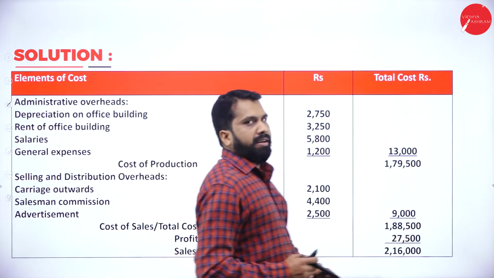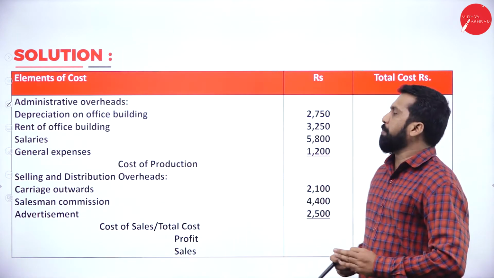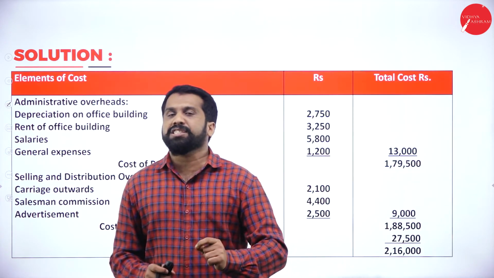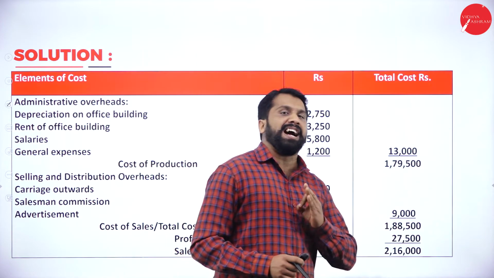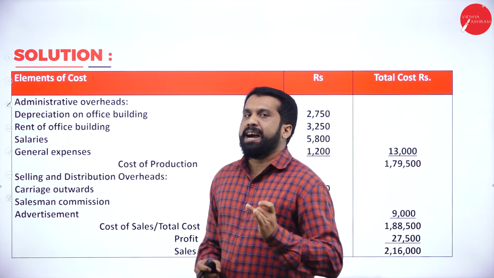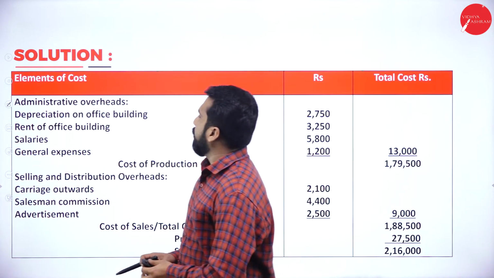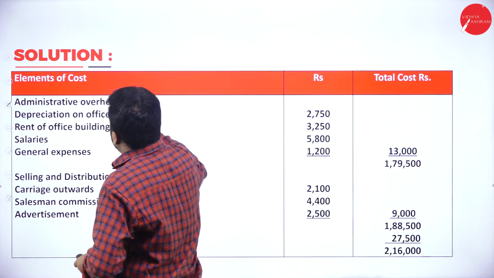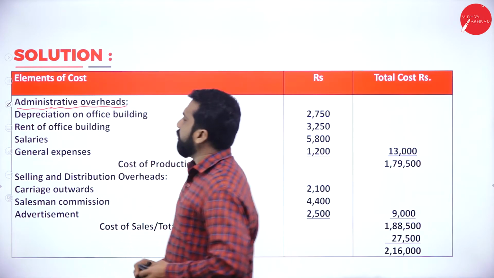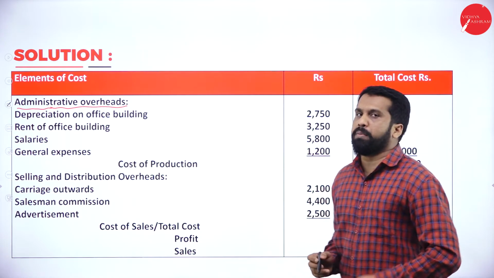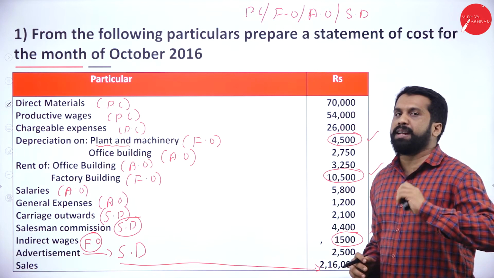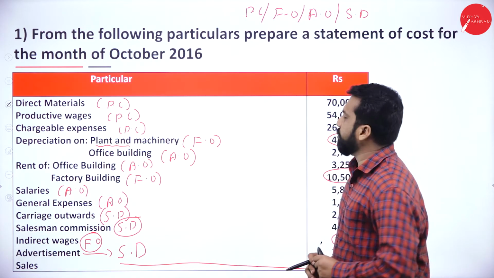Next, we are continuing, or it is a continuation of your same problem. Now, once you're done with factory overhead, what is the next one? Office and administration overhead. What is the next one? Office and administration overhead. Next one, administration overhead. Under this, again we'll go back, we'll check. As per the question, we'll see how many items we marked as office and administration.